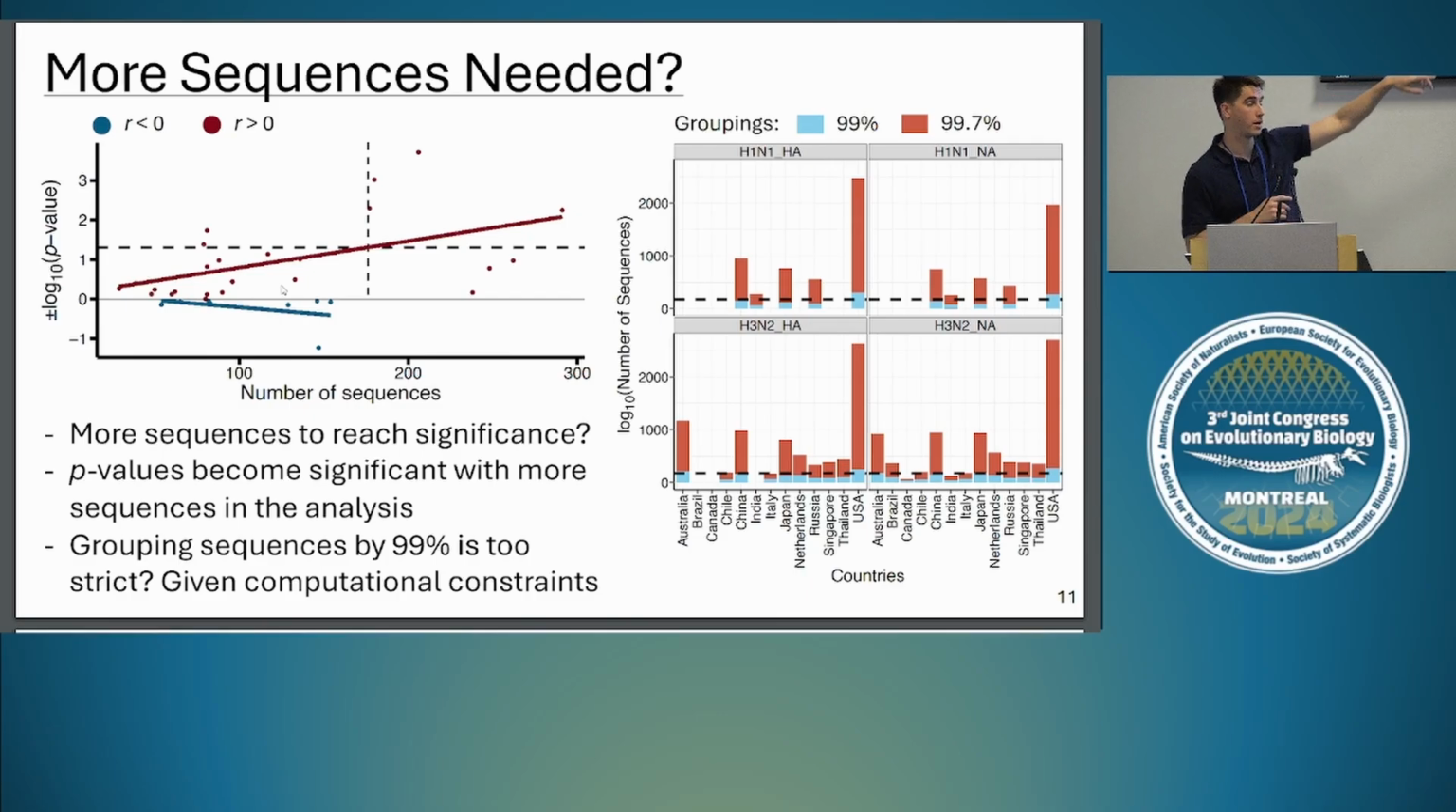The little dashed line is the theoretical number of sequences that we need to cross significance. So most of the countries we have in our data sets now are above this threshold, so we were hoping to get some more results when we run the analysis.